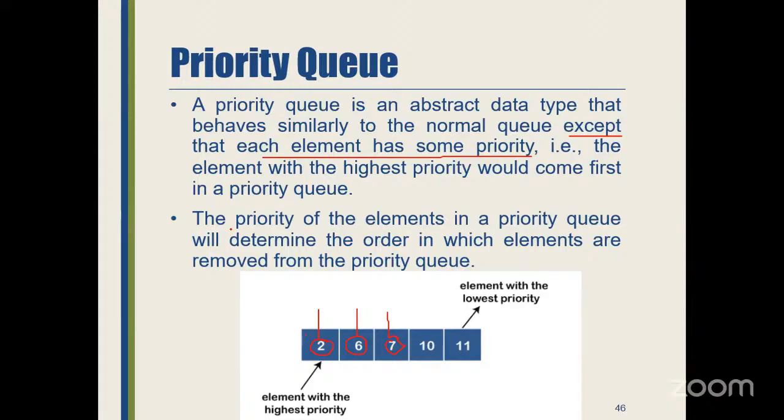The priority of the elements in the priority queue will determine the order in which the elements are removed from the priority queue. So the highest priority elements will be removed first, because it follows first in, first out. The highest priority element will be added first and removed first.